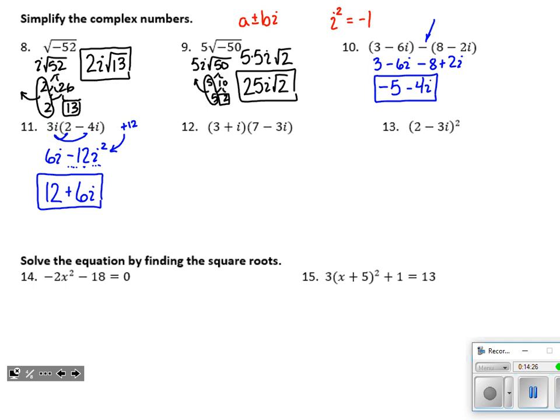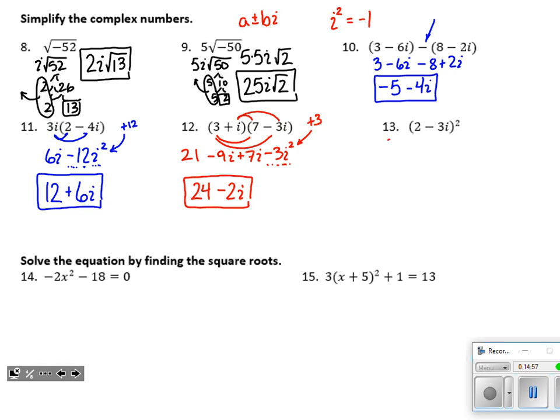For number 12, multiplying two complex numbers, here we're obeying the FOIL method. 3 times 7 is 21. My outside, I get -9i. Inside, I get +7i. Last times last is -3i squared. That's like -3 times -1, that's really a +3. Let's combine like terms. I get 24 for the real part and -2i for the imaginary part.